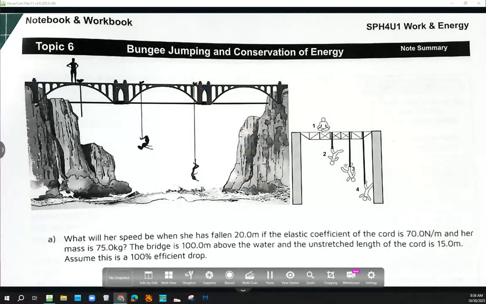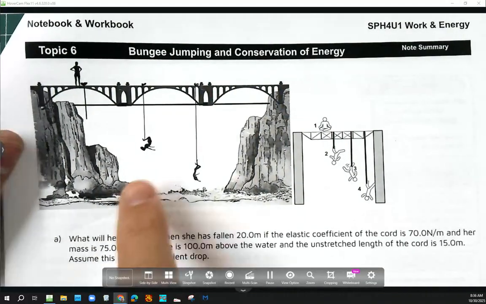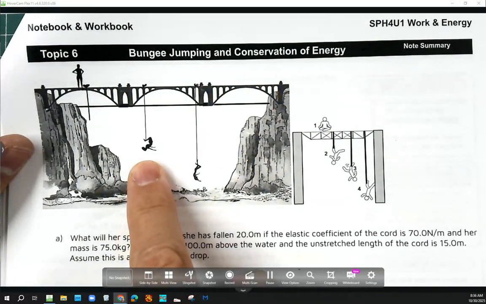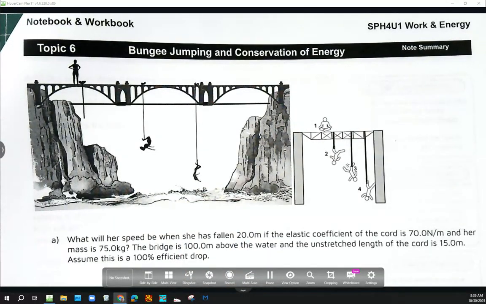I have this person at the top of a bridge. It's about to jump off, and as we progress along here, the person's going to fall, and then hopefully not touch the water at the bottom. We don't want to hit the water. Water's very dense, you'll probably snap your neck or something like that.